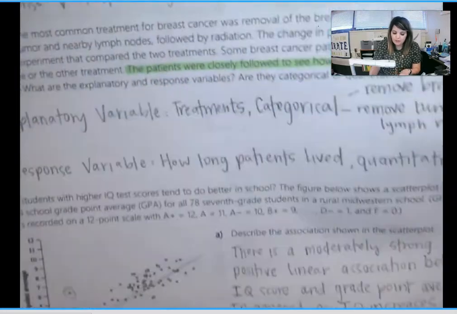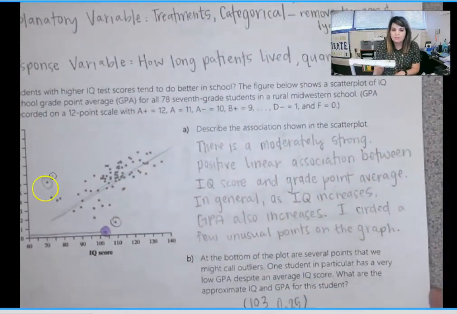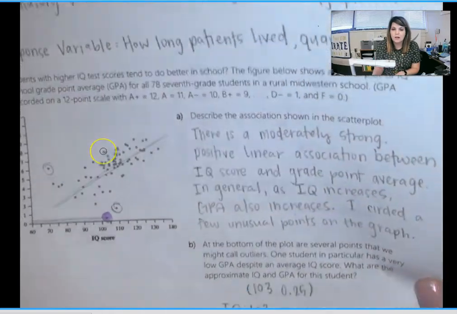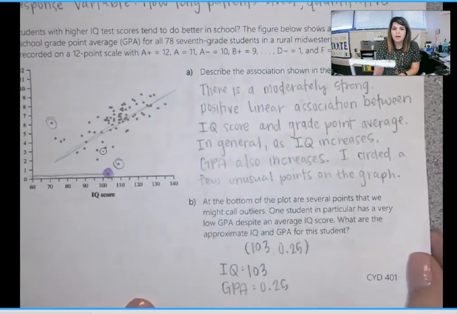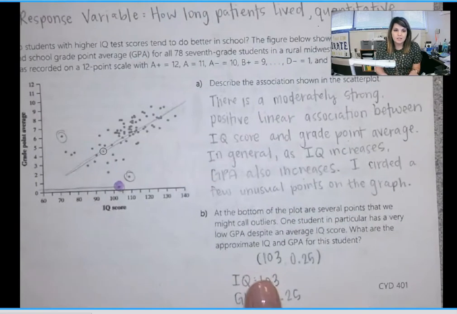Number 3, there is a moderately strong positive linear association between IQ score and grade point average. In general, as IQ increases, GPA also increases. I circled a few unusual points on the graph. So I just said that I circled them.